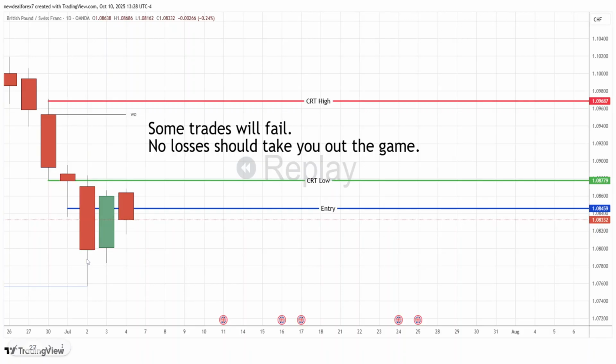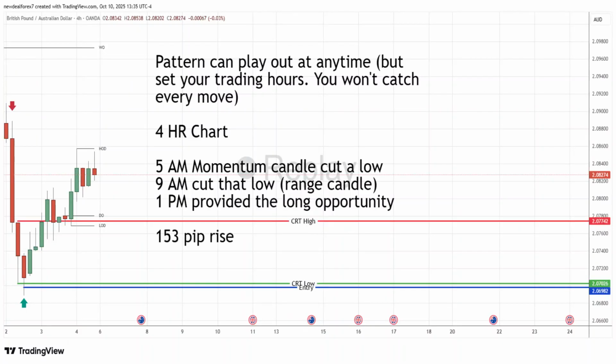All right. And that's it. So you just look for another one. Okay. Now, the pattern can play out at any time, but still set your trading hours. You really don't want to trade 24/7. Okay. You won't catch every move. Now, this is a 4-hour chart, though.